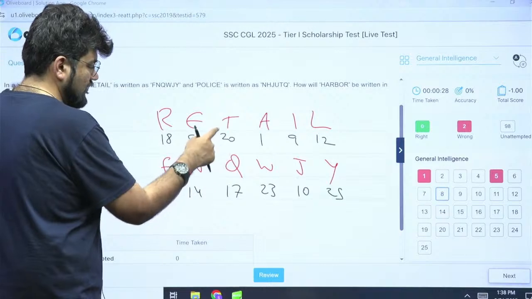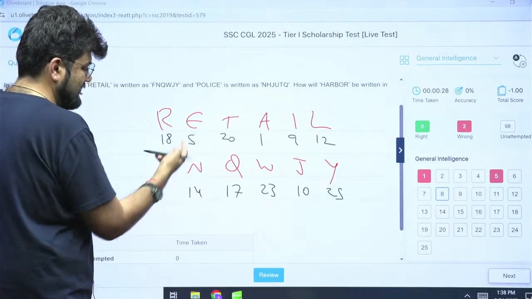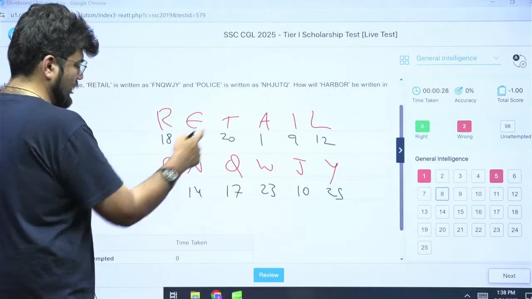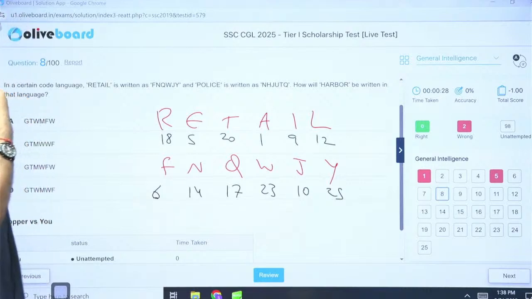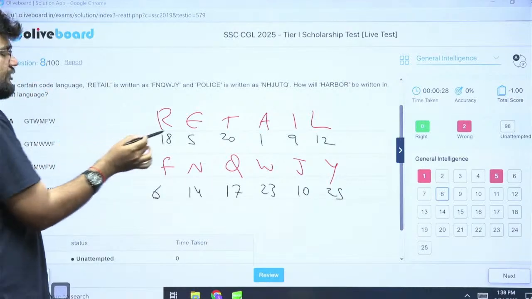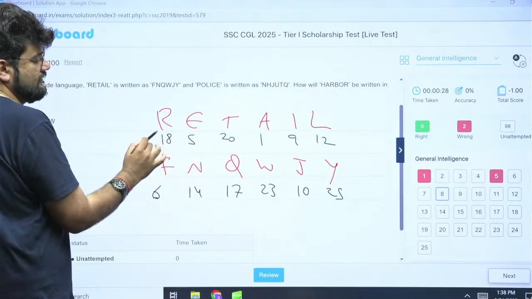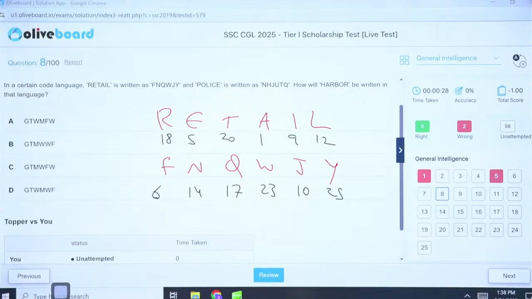So maybe they are just swapped here. 20 and 6, 5 and 14 still don't make sense. Okay, 20 reverse is G minus 1. So 5 reverse is 22. This is not making sense again. This is 9. So again, not making sense.